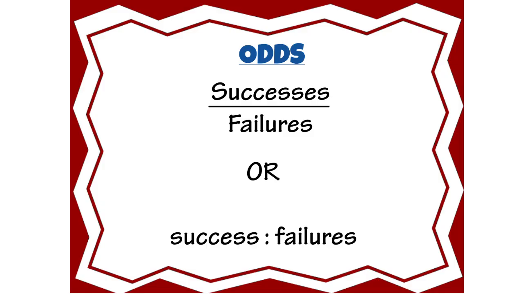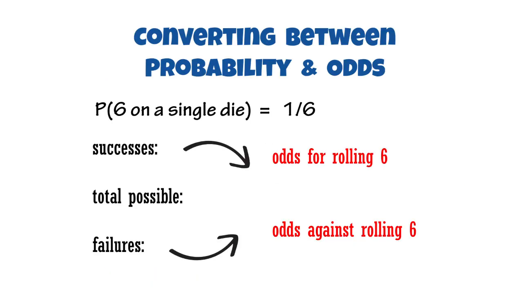But you're still dealing with successes, failures, total. I guess it would make sense. Well, let me go ahead and go to the next slide here. When you look at the number of successes versus the number of failures, these two are always going to add up to a total. So the total will be the successes and the failures added together. So let's do some converting between probability and odds.